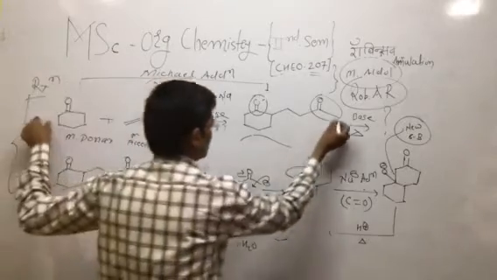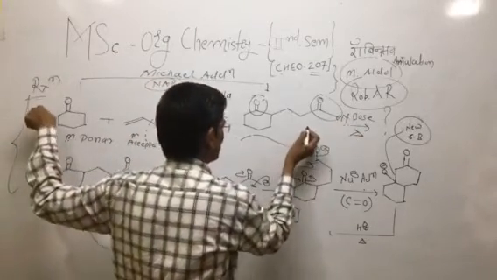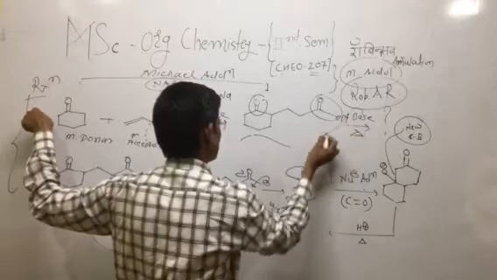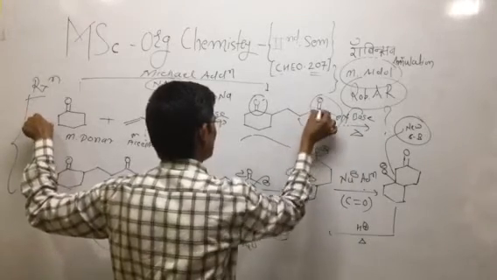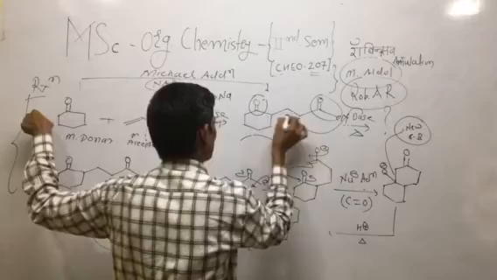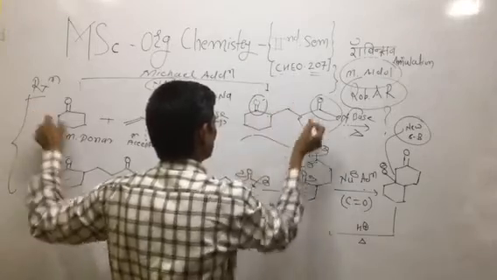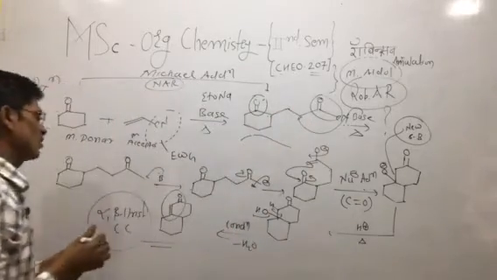no doubt there is a CN, but in this group of atoms, the basic condition abstracts a proton from here, and 1, 2, 3, again the cyclization occurs, 1, 2, 3, 4. So the 4-member cyclic product is obtained.